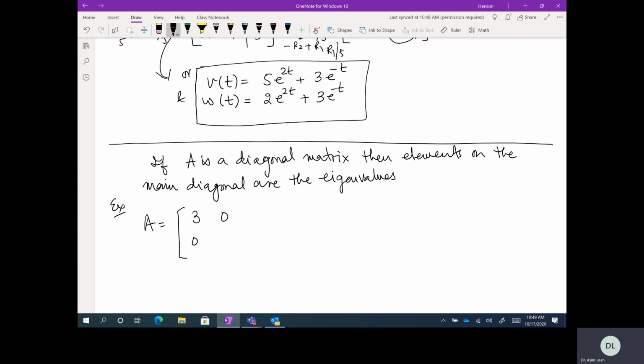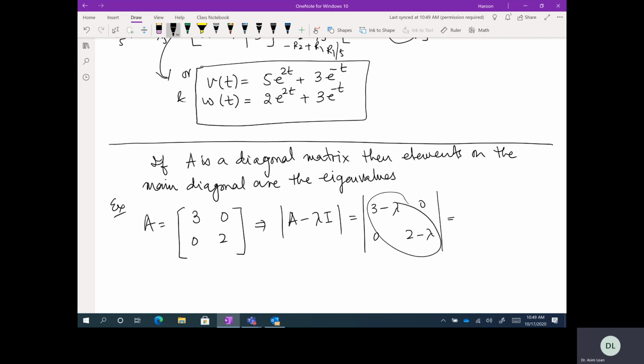For example, if A is 3, 0, 0, 2, this implies A minus lambda I determinant is simply 3 minus lambda, 0, 0, 2 minus lambda. So the determinant is simply this product.